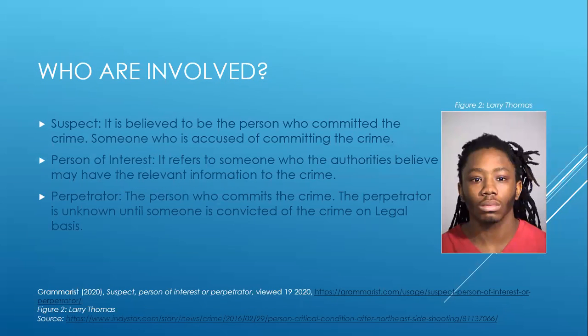As discussed, there are several terms law enforcement officers use to describe the people involved in crimes, like suspect, person of interest, and perpetrator. Firstly, a suspect is a person accused of committing the crime. A person of interest is someone who authorities believe may have relevant information about the crime. A perpetrator is unknown until someone is convicted of the crime on legal basis.